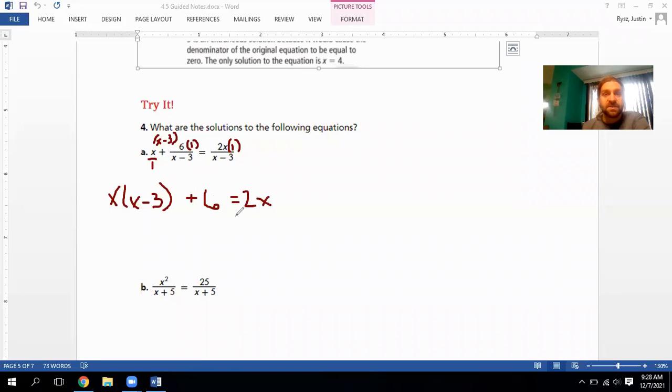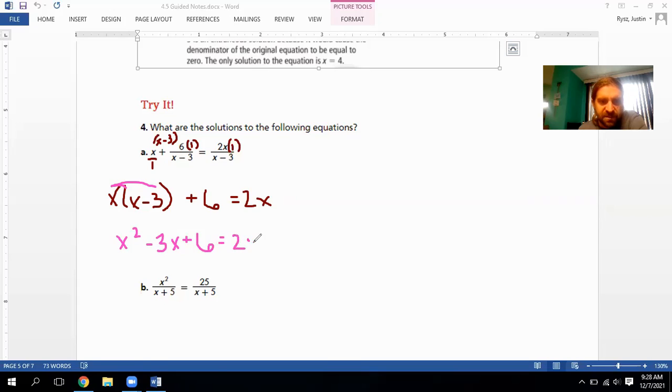This will actually save a lot of space here, make our work easier, though technically we are doing all the common denominator stuff. Remember, this is just kind of a shortcut to make our work simpler. All right, so let's distribute here. We have x times x is x squared, minus x times 3 is 3x, and then plus 6 equals 2x.